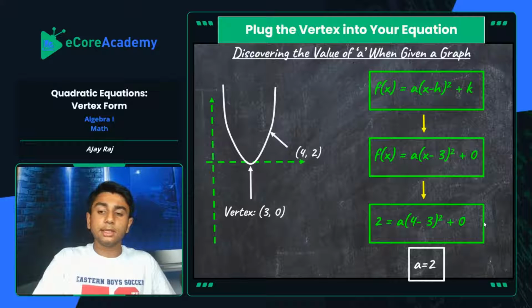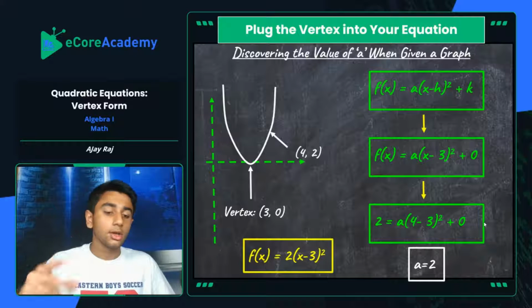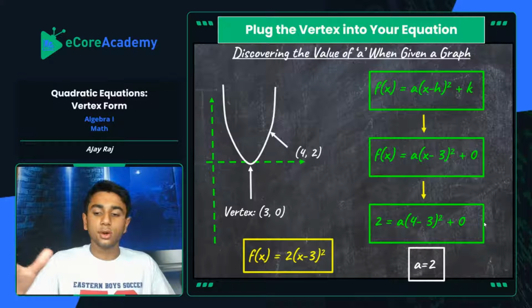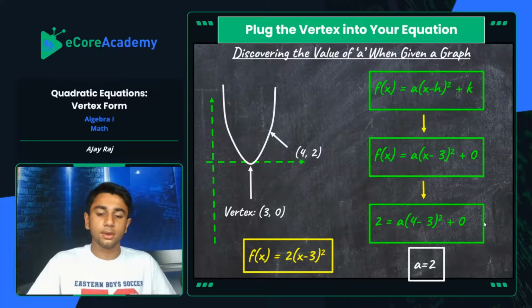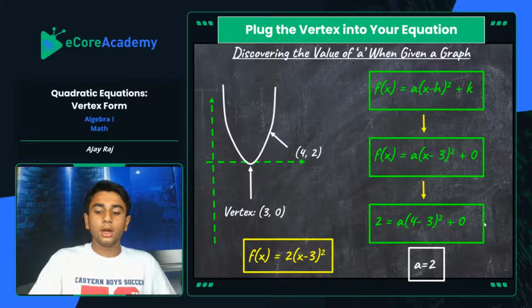So since we know that a is equal to 2, we're actually finished with our equation. We can plug all those values in, our a, our h, and obviously our k. So now we have that f of x equals 2, our a value, times x minus our h, 3 squared. And since k is 0 and our vertex is 3, 0, we're just not going to include it just to keep it more concise. So that's our final equation of this graph.